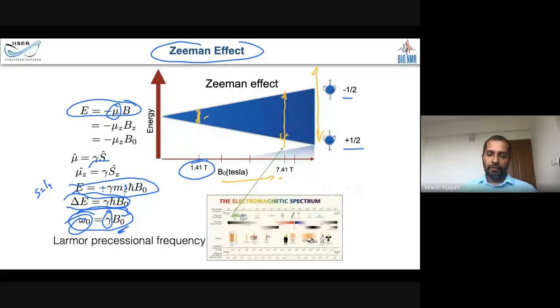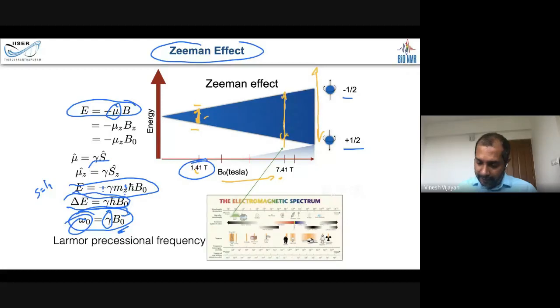This has two important consequences. One is that, especially if you are in a lower magnetic field, the population difference between the higher and the lower state will not be so much. And you have seen in Bharat's lecture that if the differences are very small, the sensitivity is going to decrease, right? That is why we always go to a higher magnetic field in order to get a better NMR spectrum. Higher magnetic field helps in increasing the population difference between the different states of your spins.